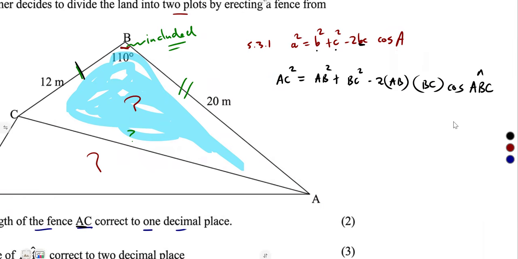That is our cosine rule. Know your formulas, guys. It's not about just the formula. It's interpreting the formula, understanding the formula. So that is it. We can calculate our AC.